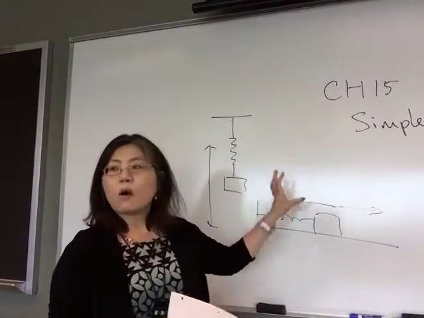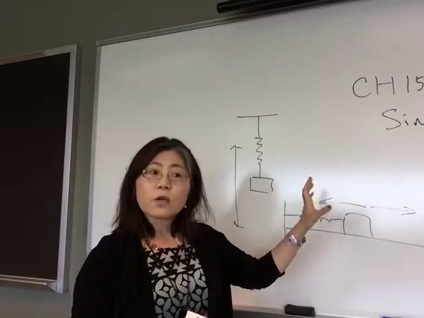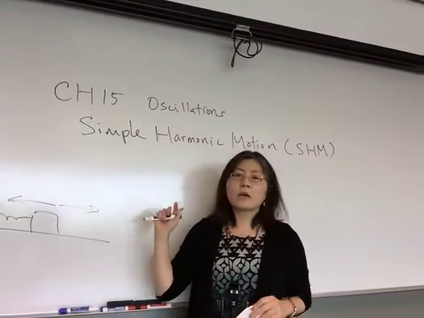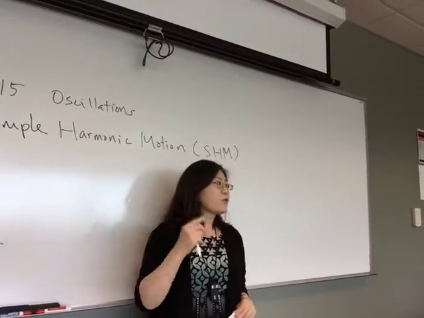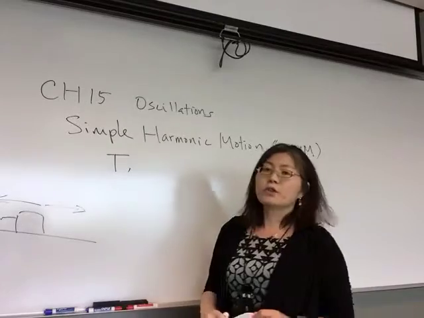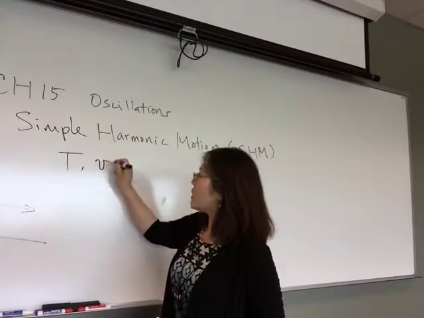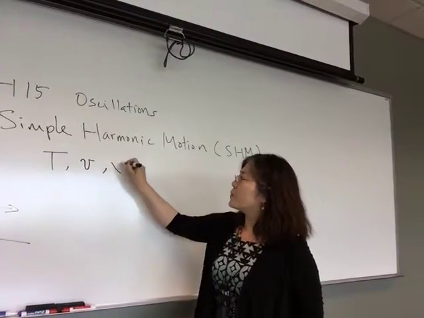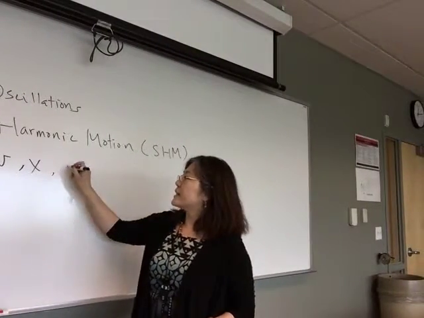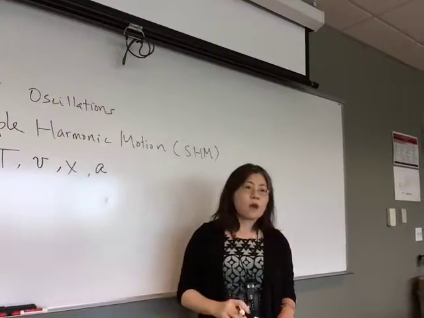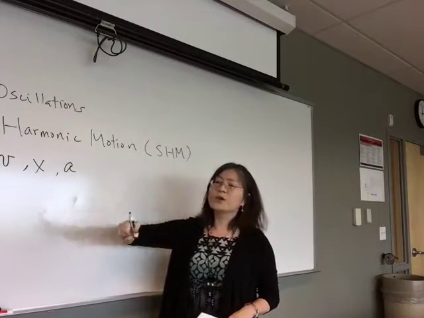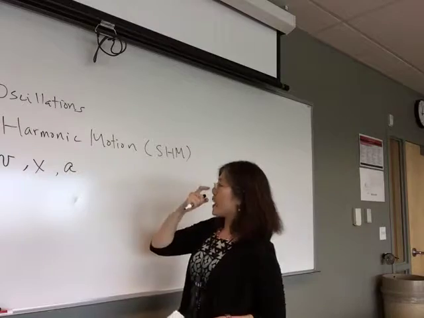It repeats its motion at regular intervals. With that definition, we know that there's the period, the time it takes for it to repeat its motion. So what is the period? That is what we're interested in finding out. How fast does it oscillate, what is the amplitude of the oscillation, or the displacement, and what is the acceleration? All these quantities are what we are interested in for simple harmonic motion, when you have a spring that oscillates up and down or back and forth.